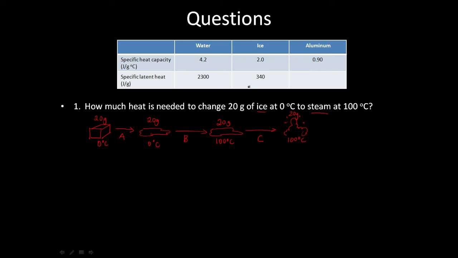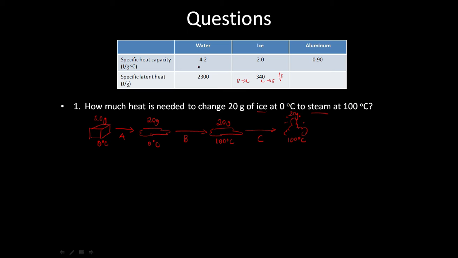Whenever you're going from a solid to a liquid, or from liquid to a solid, you're going to use the specific latent heat of fusion, which is 340. Ice is the one that goes from solid to liquid, and then the liquid goes to solid. So this one is the latent heat of fusion, LF right here.